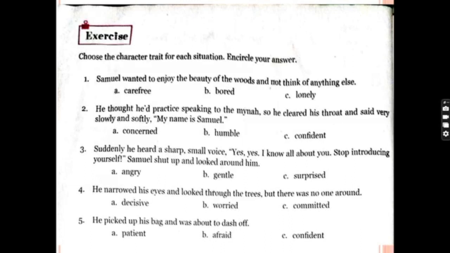Number 3. Suddenly he heard a sharp small voice. "Yes, I know all about you. Stop introducing yourself." Samuel shut up and looked around him. A. Angry, B. Gentle, or C. Surprised. Number 4. He narrowed his eyes and looked through the trees, but there was no one around. A. Decisive, B. Worried, or C. Committed.